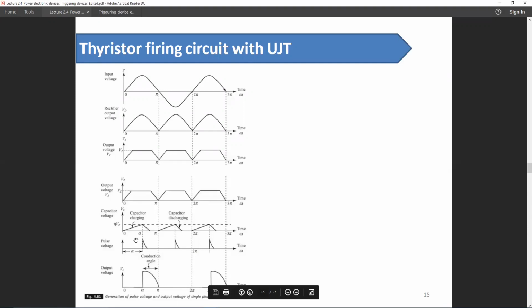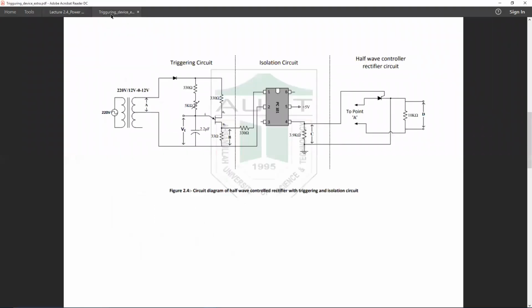So in these types of circuits, a synchronization is required. For example, if I trigger this main circuit in this second half cycle, nothing would happen, because we need to trigger the main circuit in the first half cycle and the third half cycle. If we trigger it in the second half cycle, the output will be 0. So a synchronization is required.